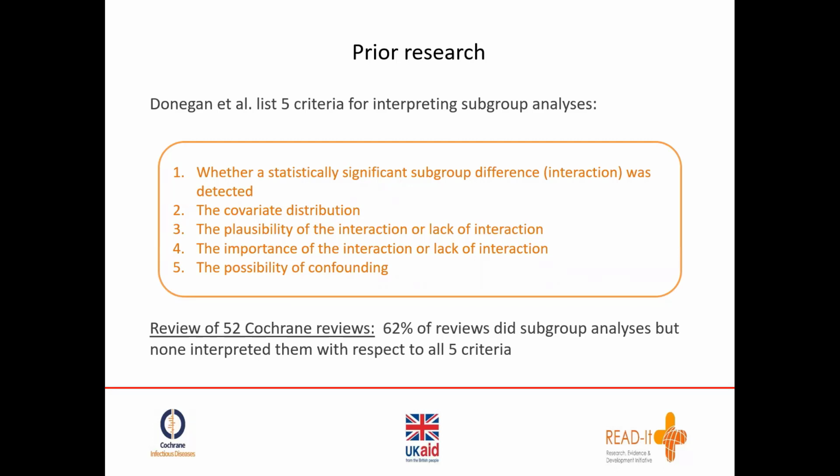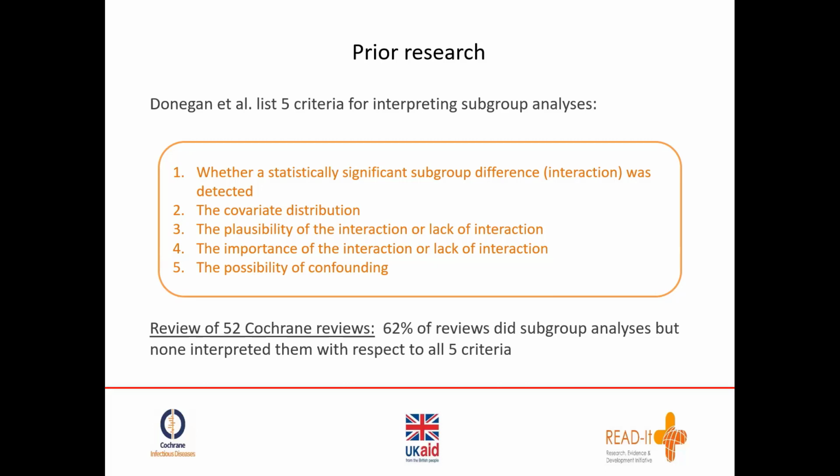To consider the covariate distribution, which is the number of trials and participants contributing to each subgroup. She lists the plausibility of the interaction or lack of interaction as something that's essential to report, the importance of the interaction or lack of interaction, and also the possibility of confounding should be considered as well. And I will go through each of those in turn to provide some clarity on their meaning.